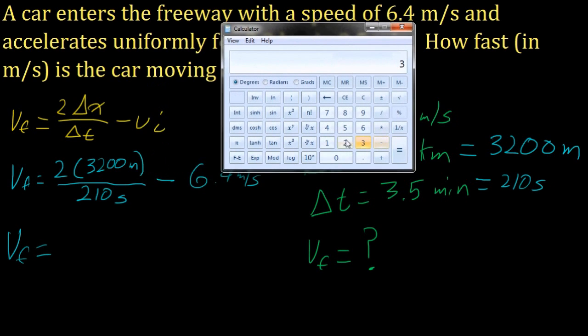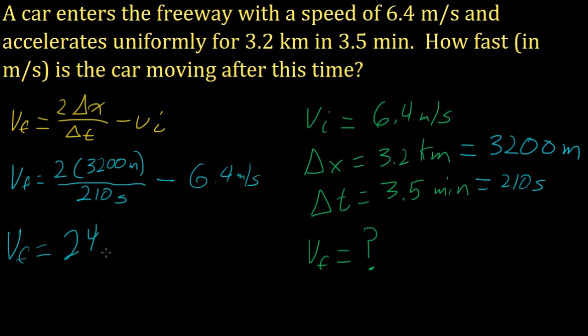3,200 times 2 divided by 210 minus 6.4. So we end up with about, in the neighborhood of, 24 meters per second. And there's our answer. And I hope I didn't make a mistake. I'm sure you'll let me know about it if I did.